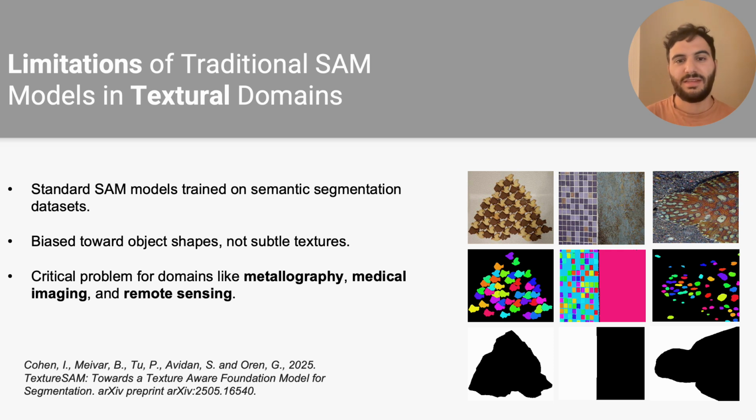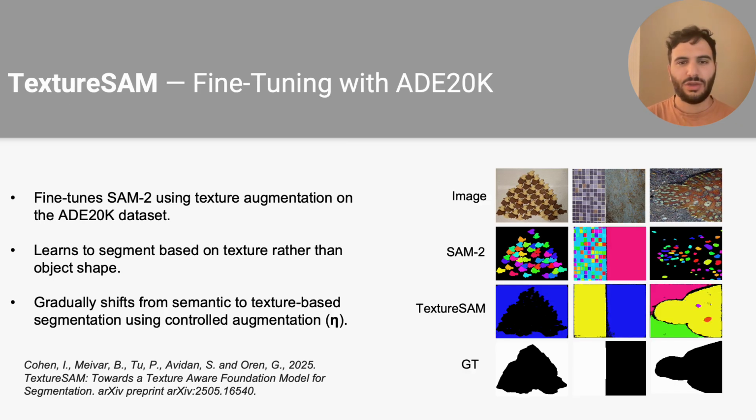But the problem is that standard SAM models are trained on datasets focused on clear object boundaries, not subtle textures. This makes them biased towards shape-based segmentation and less effective in domains like metallography, medical imaging, or remote sensing, where textures are critical. As seen in the examples, SAM struggles to capture fine-grained patterns, highlighting the need for adaptation in these textural domains.